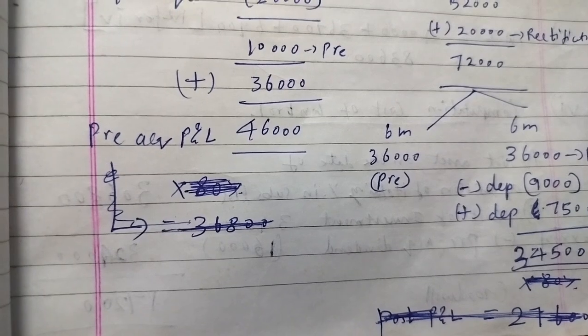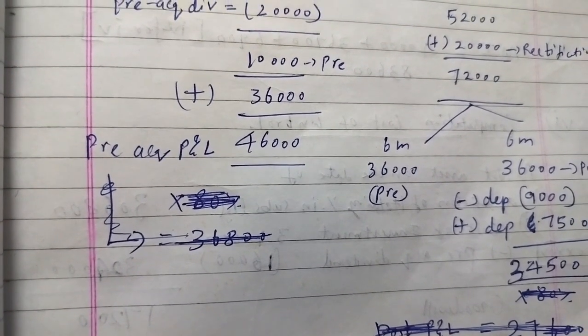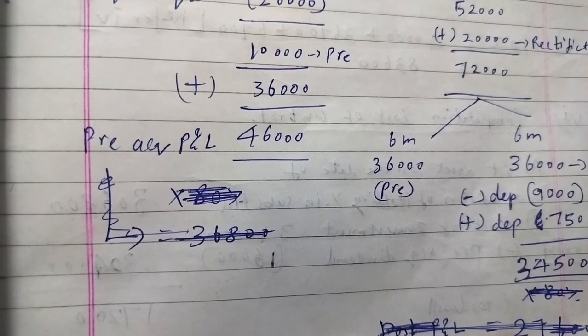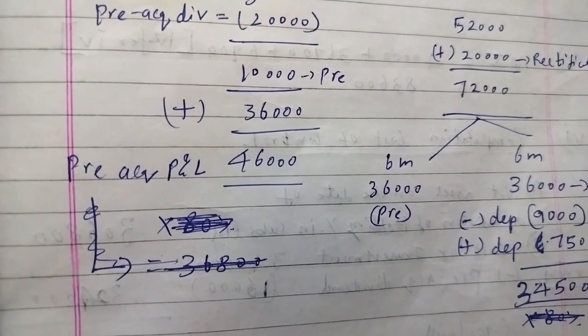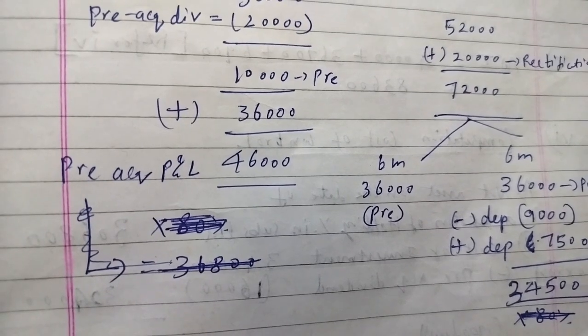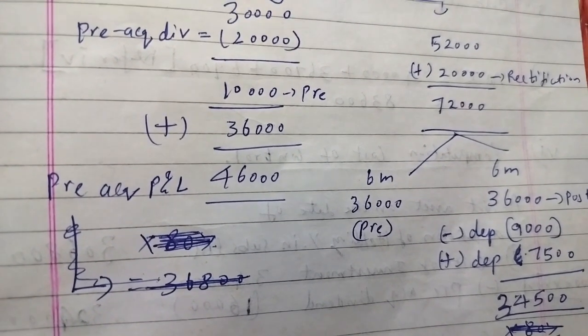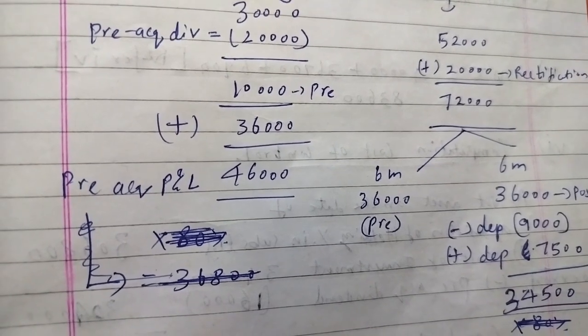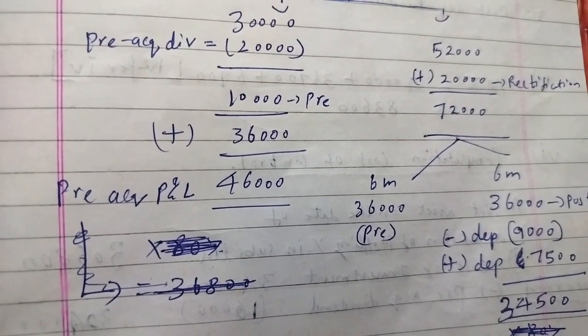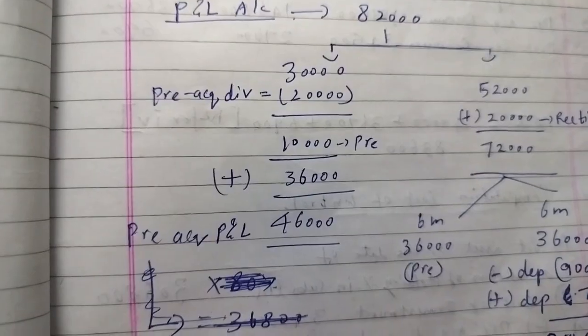So the balance of PPE is 1,80,000, into 10% depreciation, into 6 by 12. The amount will be 9,000. This 9,000 depreciation we need to deduct and add back the 7,500 wrong depreciation, and we arrive at 34,500. This is post P&L.